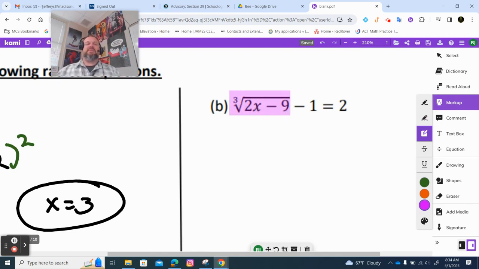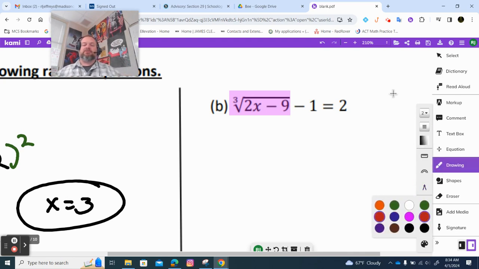All right. There's my radical. Is it isolated? Is it just that on one side by itself? No. So we've got to get rid of this minus 1. How do we get rid of minus 1? Add 1.